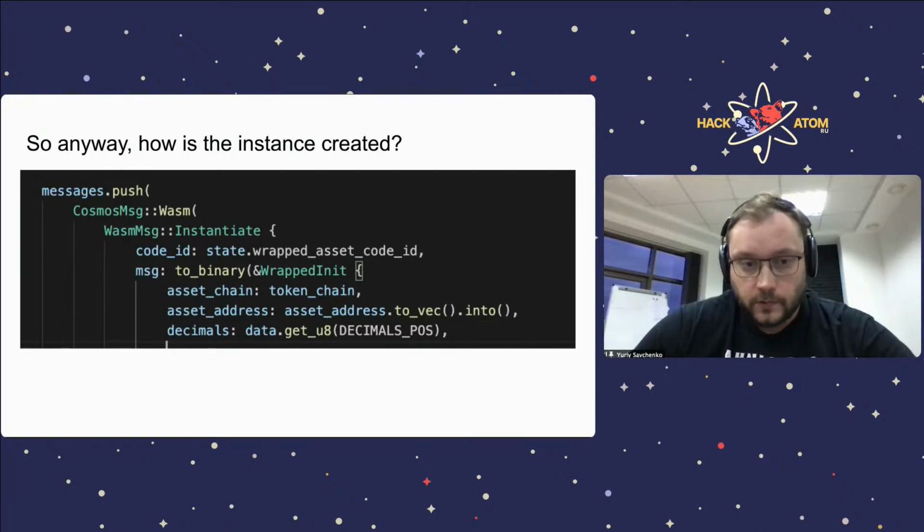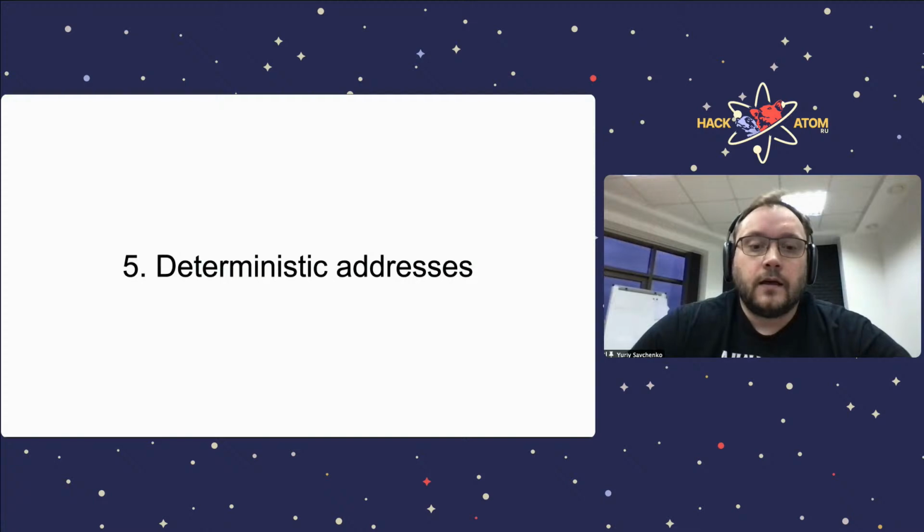So how do you create an instance? It's damn simple. Getting back to the Cosmos, you just need to return the message, WASM MSG instantiate with the code ID and the initial message initialization params. I've chopped this code a bit because this is a spoiler alert for the next task. You'll get to see the whole of it. Promise.